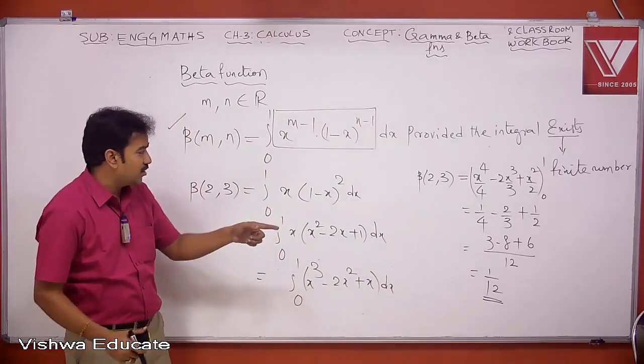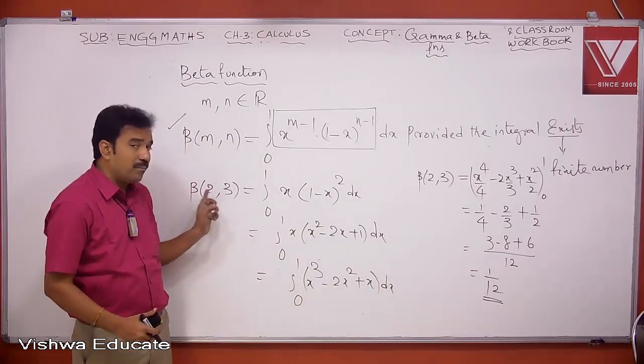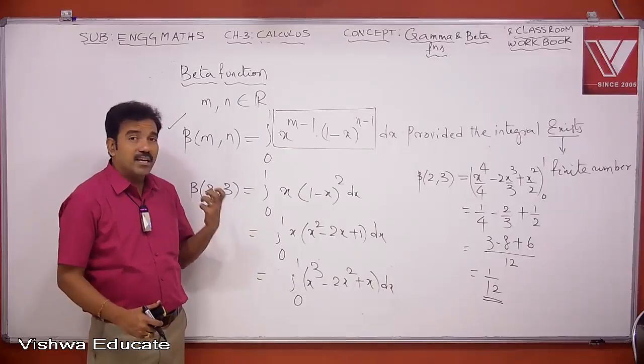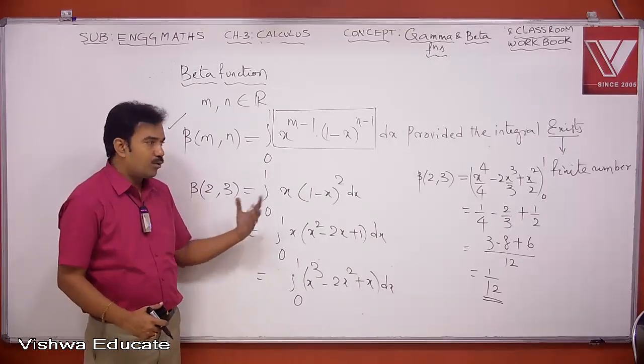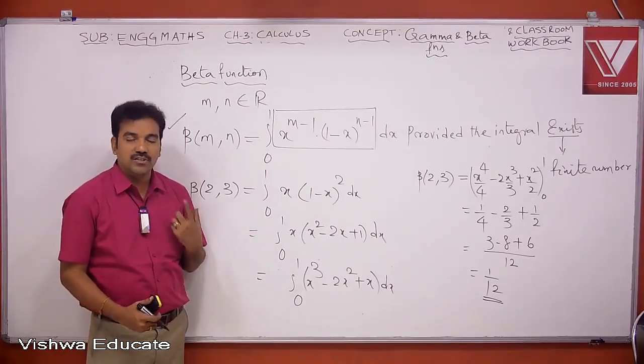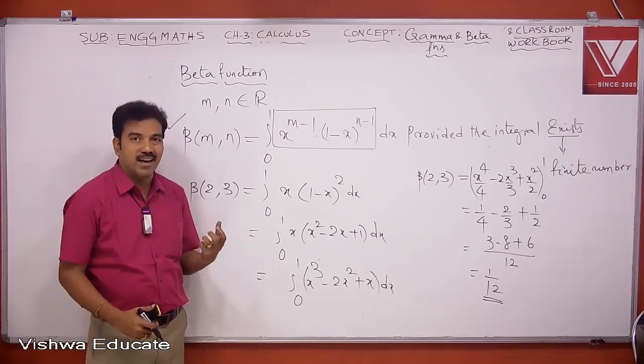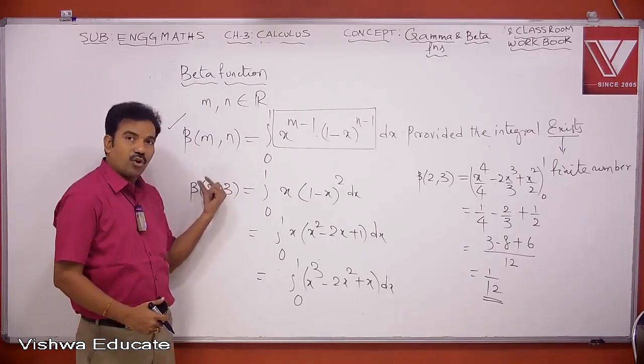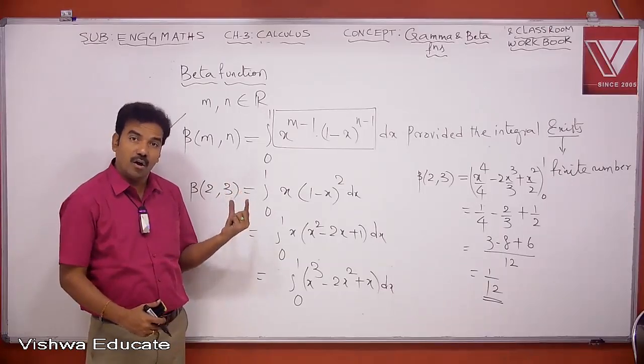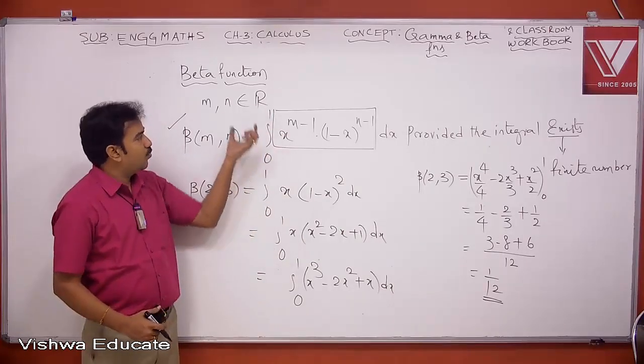Now it's a simple calculation for small values of m and n. If I take complicated values for m comma n, how to handle this? I give you one simple relation between beta and gamma functions so that you can easily handle the beta function even for complicated values of m and n also. Okay. So at first write this definition.